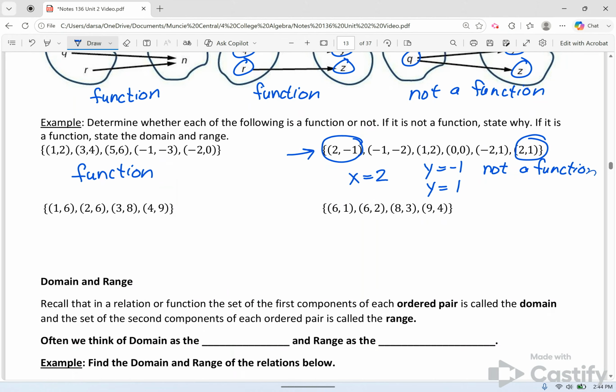And if you take a moment to look at the rest of these, you'll notice that this one is a function, even though we have the same y value for these. That doesn't matter. Remember, every x has one answer y, so this one is a function. But if we look at this one, when x is 6, y is either 1 or it is 2, so this one is not a function.